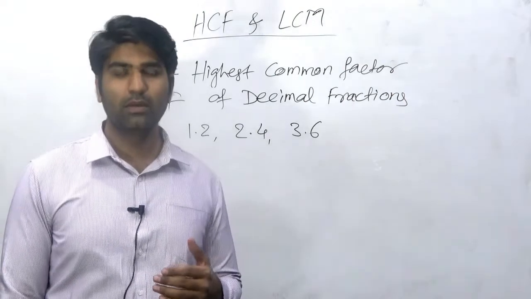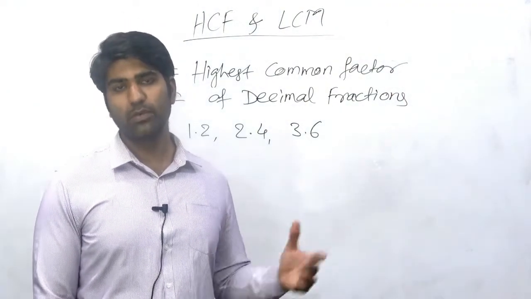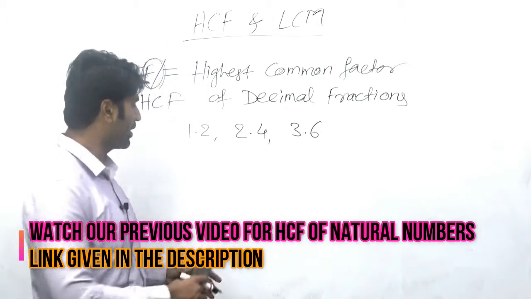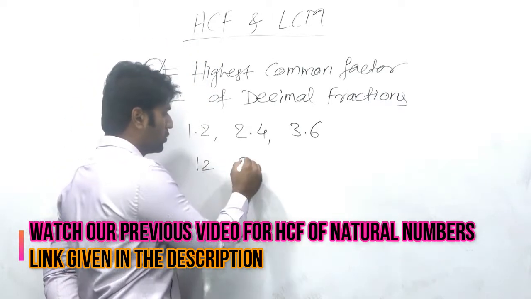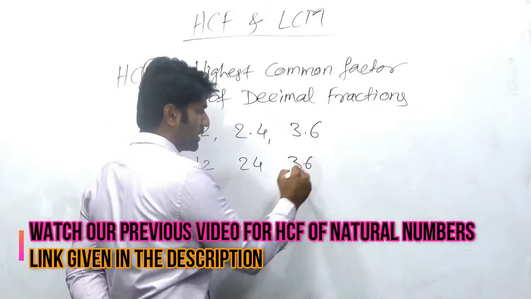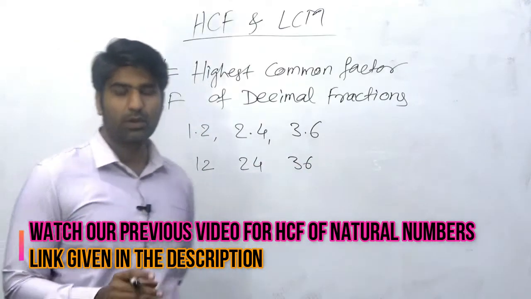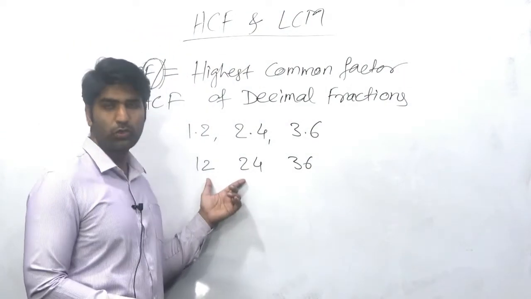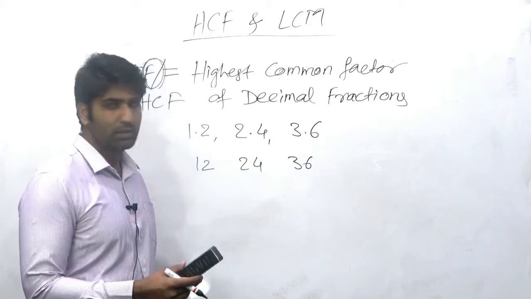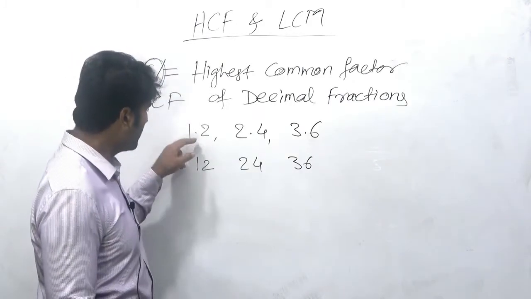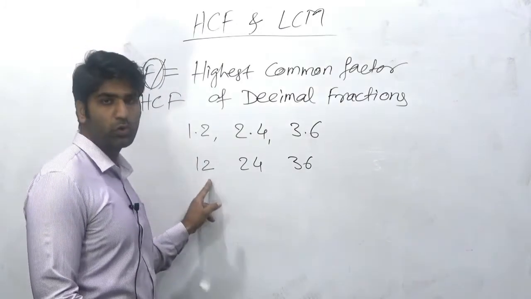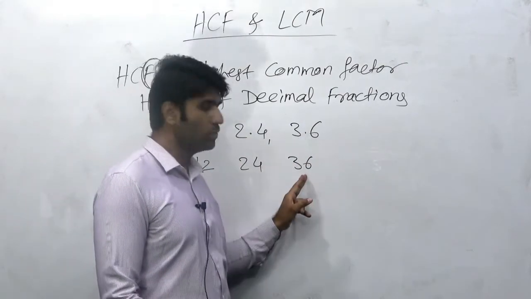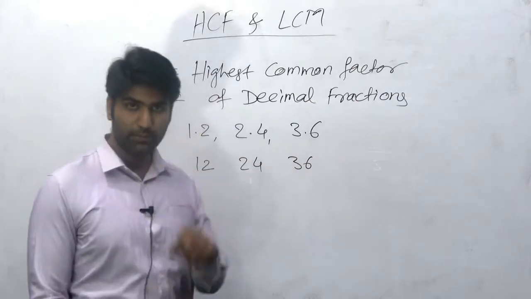Now think that there is no point in between the numbers. If there had been no point, then the numbers would be like this: 12, 24 and 36, right? Now think about how we can convert 1.2 into 12, or 2.4 into 24, or 3.6 into 36.